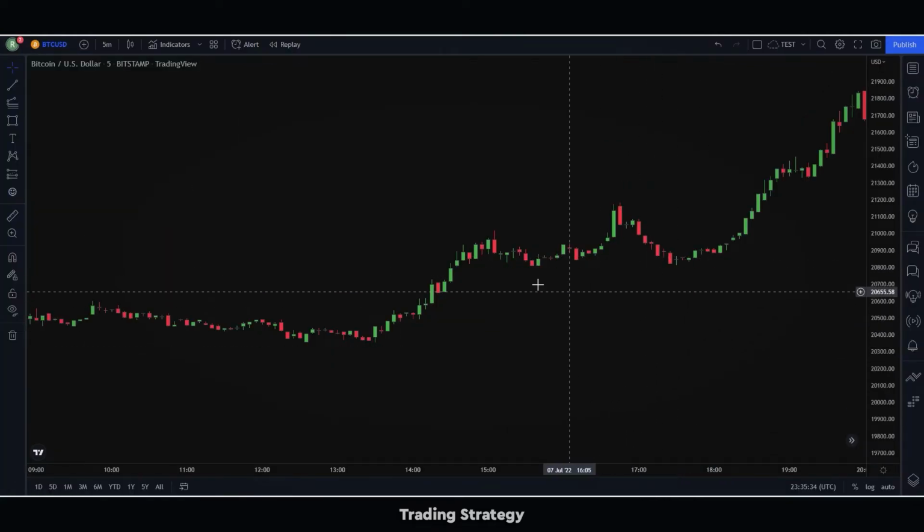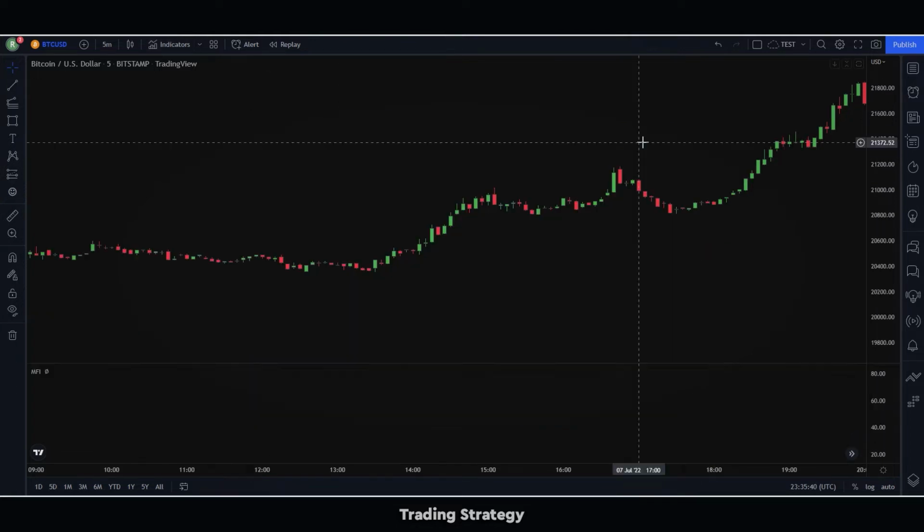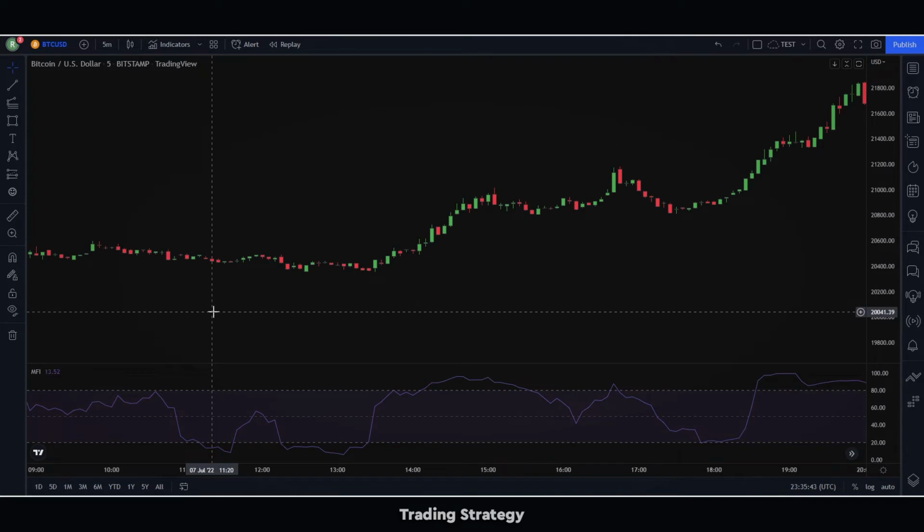The first thing we will have to do is select the Money Flow Index. We will put this indicator with the parameters that come by default, and we will change the color of the line to white.